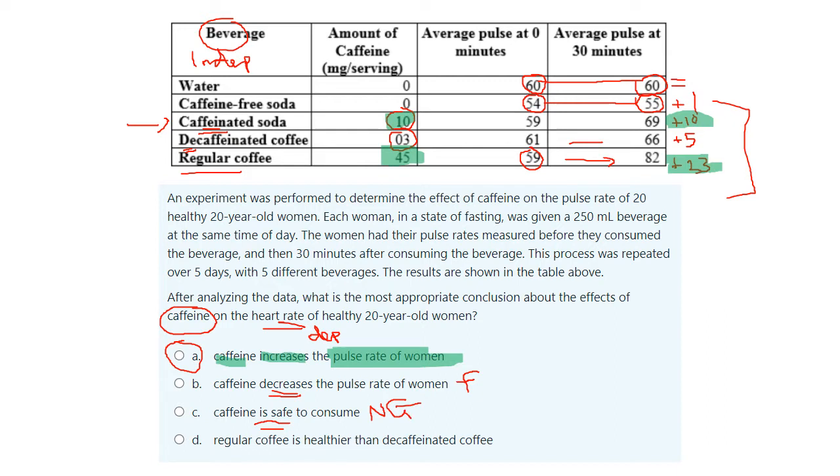And then regular coffee is healthier than decaffeinated coffee. Well, we don't know how much increase to the heart rate is healthy and how much increase is not healthy. If increasing the heart rate is healthy, then regular coffee is healthier. If it is not healthy to increase the heart rate, then it is not healthier. But we don't know. From the information that we're given, we simply don't know, but A is proven.